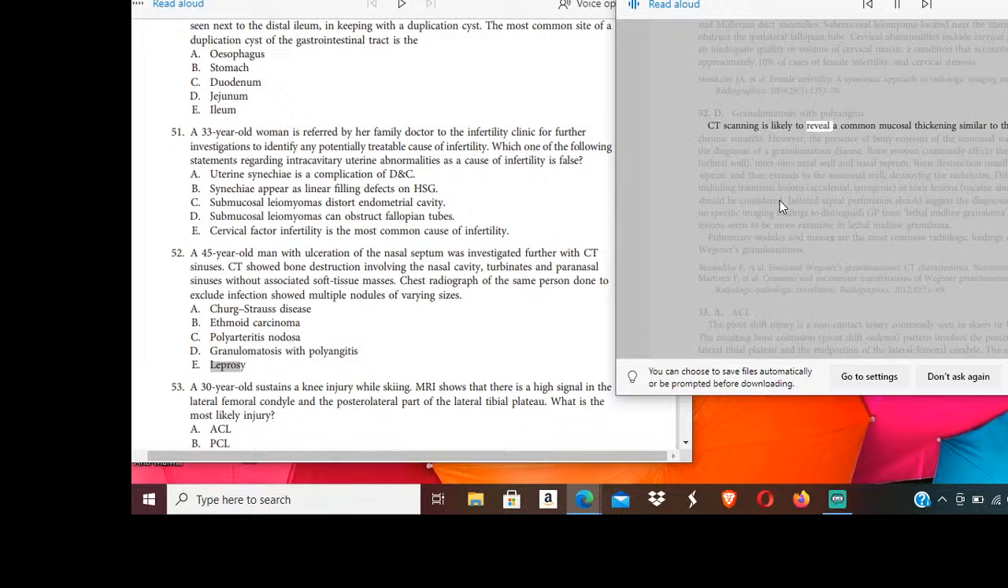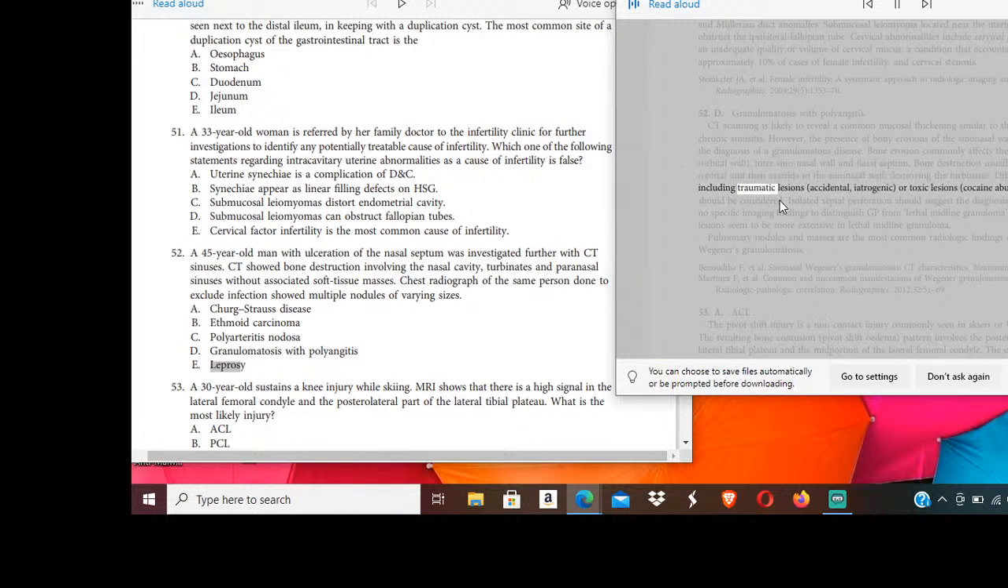CT scanning is likely to reveal a common mucosal thickening similar to that encountered in chronic sinusitis. However, the presence of bony erosions of the sinonasal wall is very suspect of the diagnosis of a granulomatous disease. Bone erosion commonly affects the lamina papyracea, orbital wall, intersinonasal wall, and nasal septum. Bone destruction usually involves the nasal septum, and then extends to the sinonasal wall, destroying the turbinates.